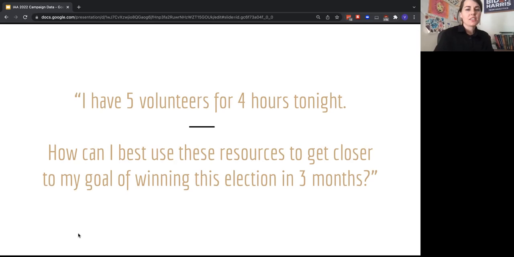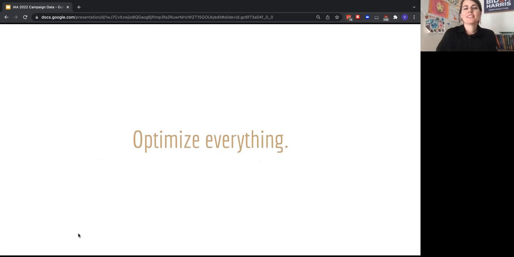How can I best use these resources to get closer to my goal of winning this election 3 months from now? So there's lots of different pieces there that we can break into individual bite-sized analytics problems, and that is what we are continuously doing. And that lends to this mindset that we are trying to optimize everything. There's lots of points where we can add that optimization. How do we translate all of those individual decisions into scalable data science solutions? And then how do we associate those with some level of impact so that we can rank where we spend our time?